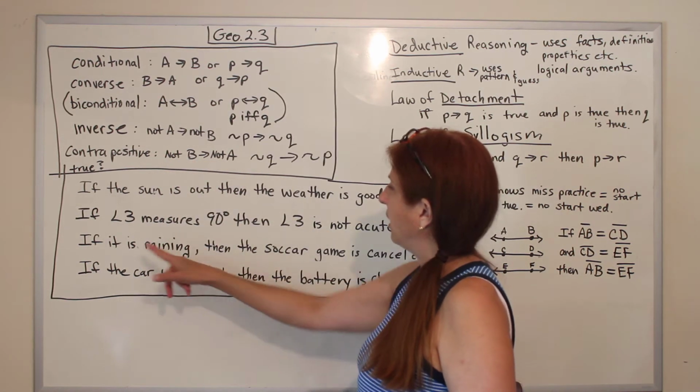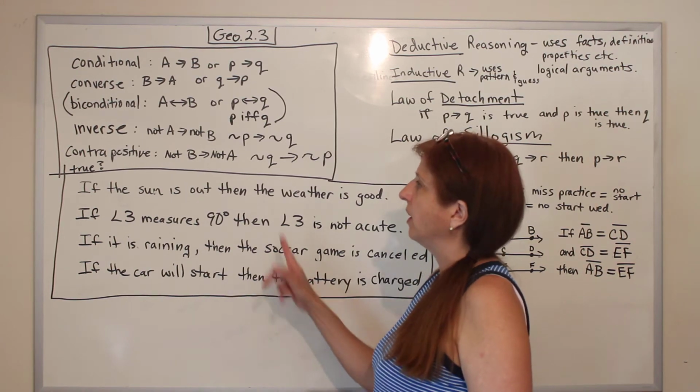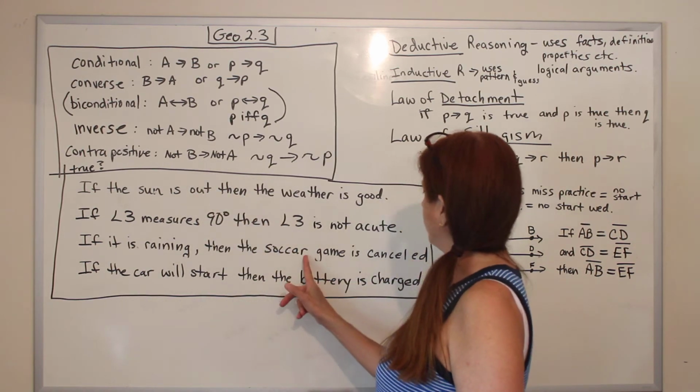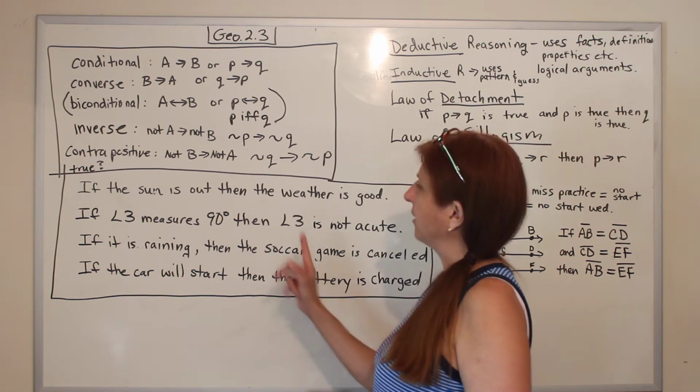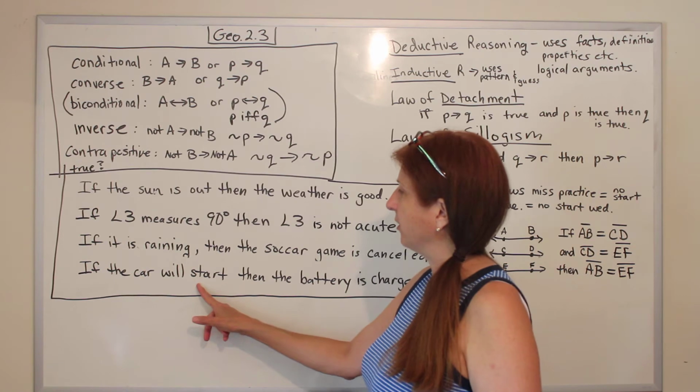Inverse, if it is not raining, then the soccer game is not canceled. Contrapositive, if the soccer game is not canceled, then it is not raining. Getting easier? Let's try this one.